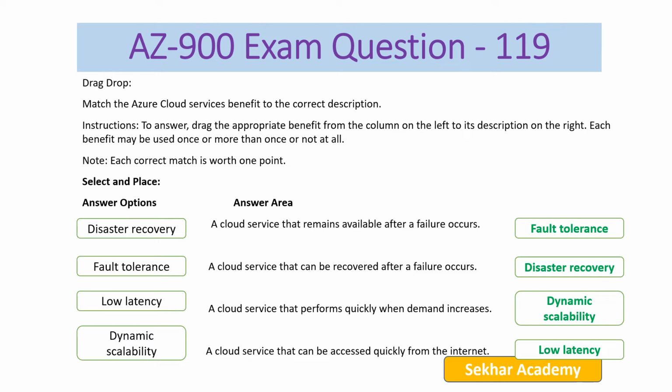And a cloud service that performs quickly when demand increases: scalability will work more efficiently here, so dynamic scalability is the right option. And the last statement, a cloud service that can be accessed quickly from the internet, is another great feature in Azure. Low latency is in Azure, where you can access any service quickly from the internet.